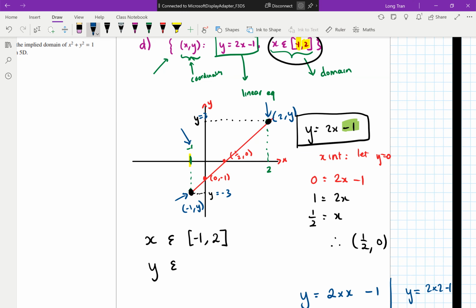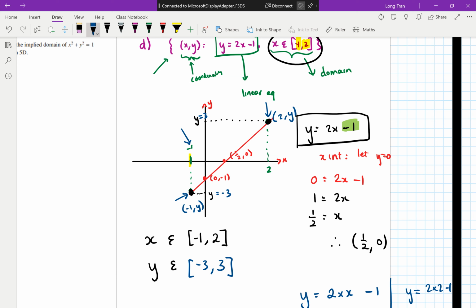So what's my range? The range is from the smallest y value you can have, which is the furthest down, to the furthest up. So it has to be from -3 to 3. If I were to write my answer, it's inclusive from -3. I do include that one, all the way up to 3 inclusive.